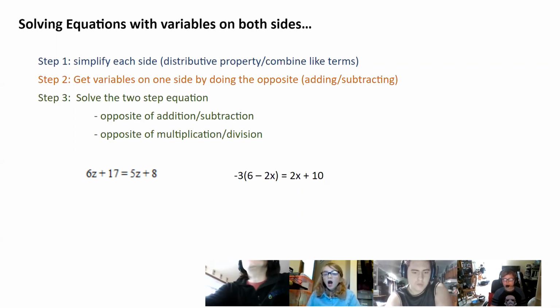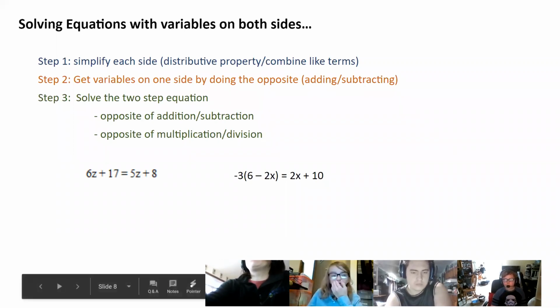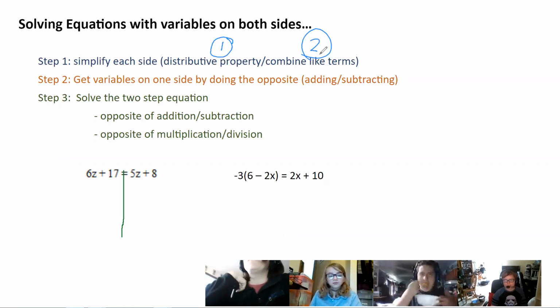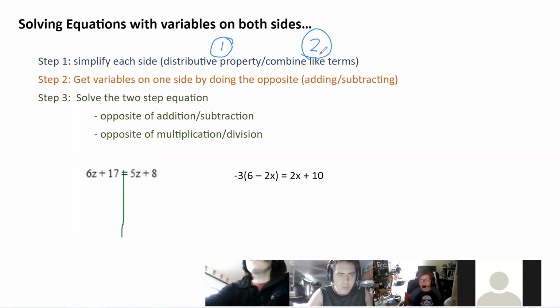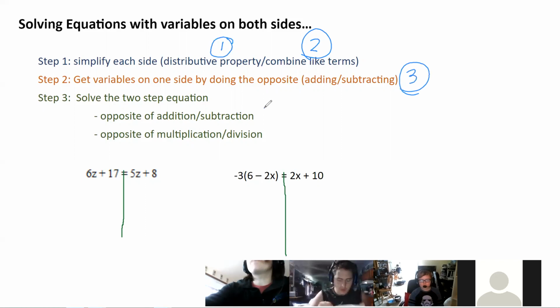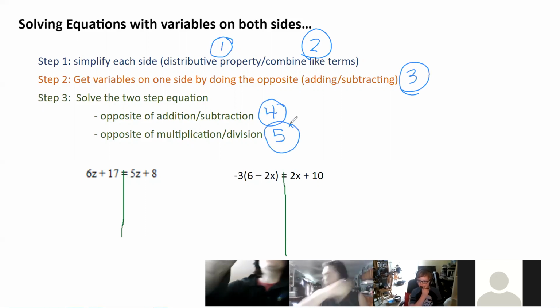So first step remains the same. First step is always distributive property. And then your second step is going to be combine like terms on each side of the equals. Then after you combine like terms, you're going to get variables on the same side by doing the opposite. You got to cancel out the whole term by adding or subtracting. Then you're going to get rid of that constant and then the coefficient. So let's do the first one here.